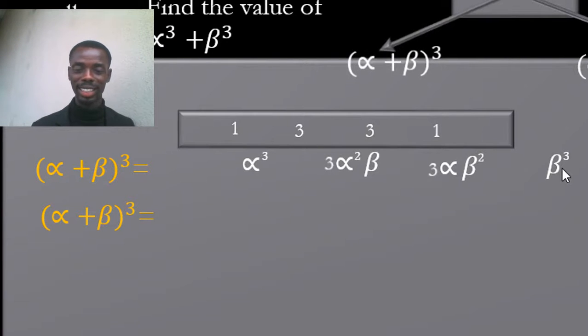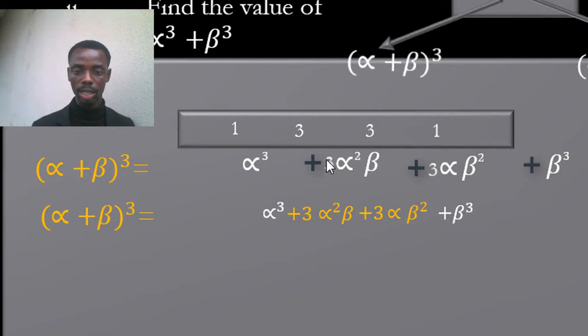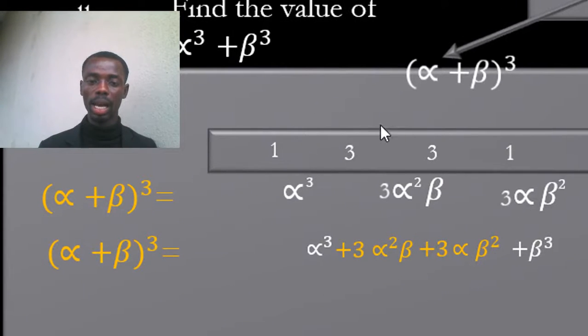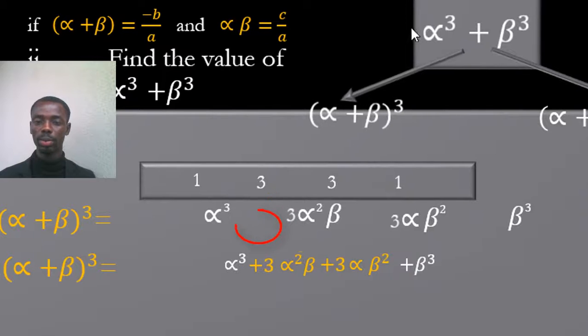So the next thing we do is, let's bring down these values, adding an addition sign here, an addition sign here, an addition sign here. Then that's what we have here. Now with my expansion, just take note that I've been able to generate an alpha raised to the power of 3, which is this, and a plus beta raised to the power of 3, which is this.